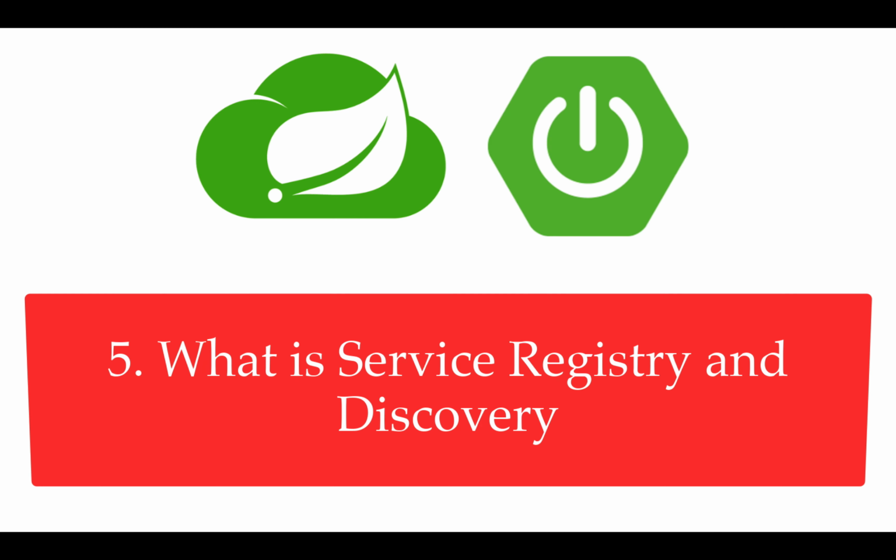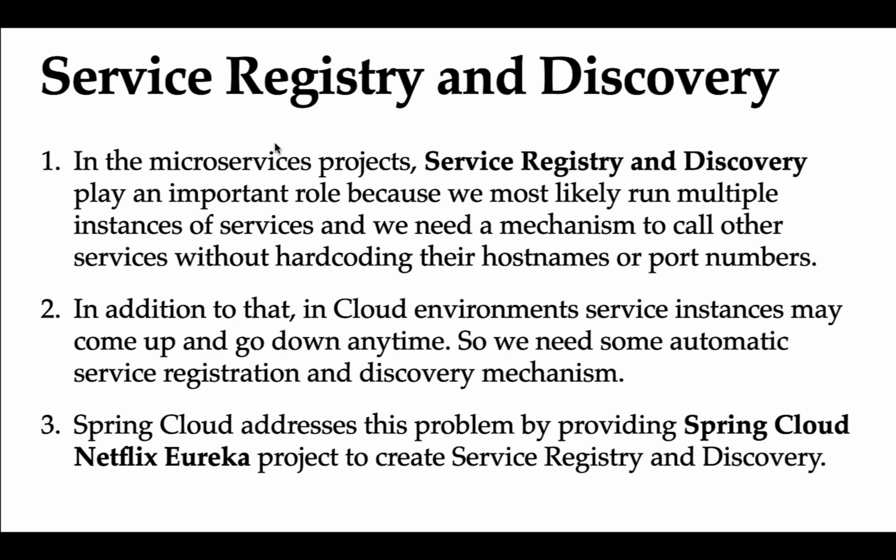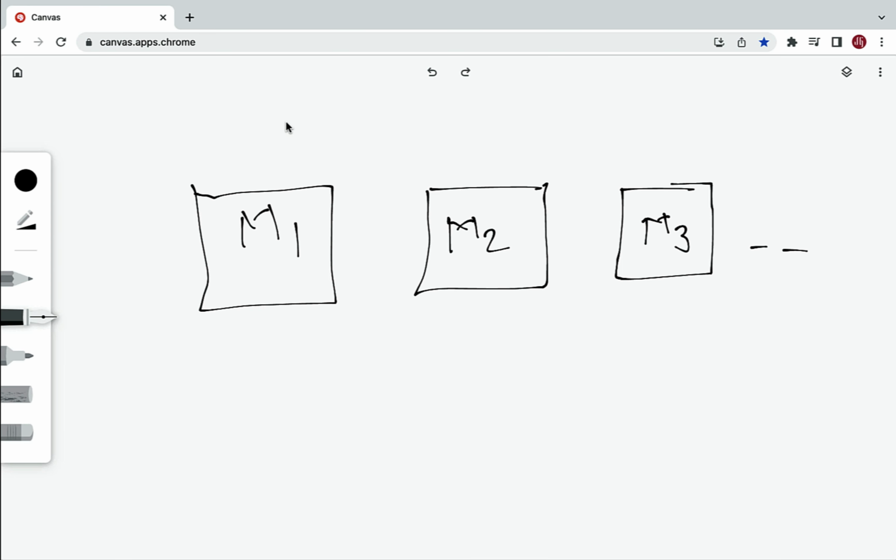In microservices projects, service registry and discovery plays an important role because we most likely run multiple instances of services and we need a mechanism to call other services without hard coding their host names or port numbers. For example, in a typical microservices project, we have a lot of microservices. Consider we have 3 microservices, and in order to scale, typically we start multiple instances.